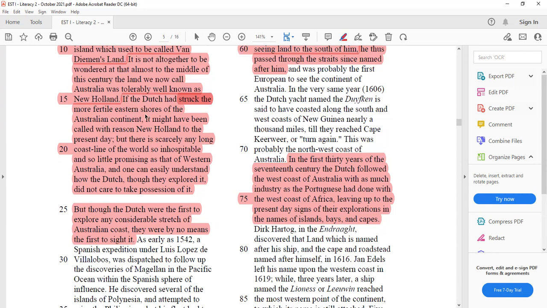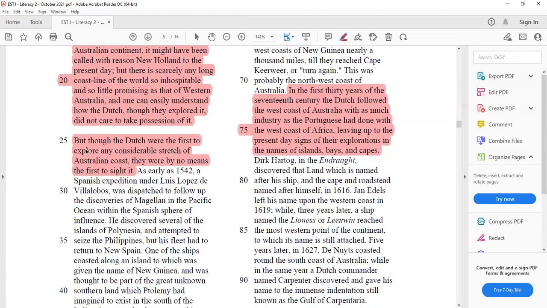He said, if the Dutch had struck the more fertile eastern shore of the Australian continent, it might have been called with reason New Holland to the present day. But there is scarcely any long coastline of the world so inhospitable and so little promising as that of Western Australia. And one can easily understand how the Dutch, though they explored it, didn't care to take possession of it. Why didn't they care? Because it is actually inhospitable. Then, but though the Dutch were the first to explore any considerable stretch of Australian coast, they were by no means the first to sight it.